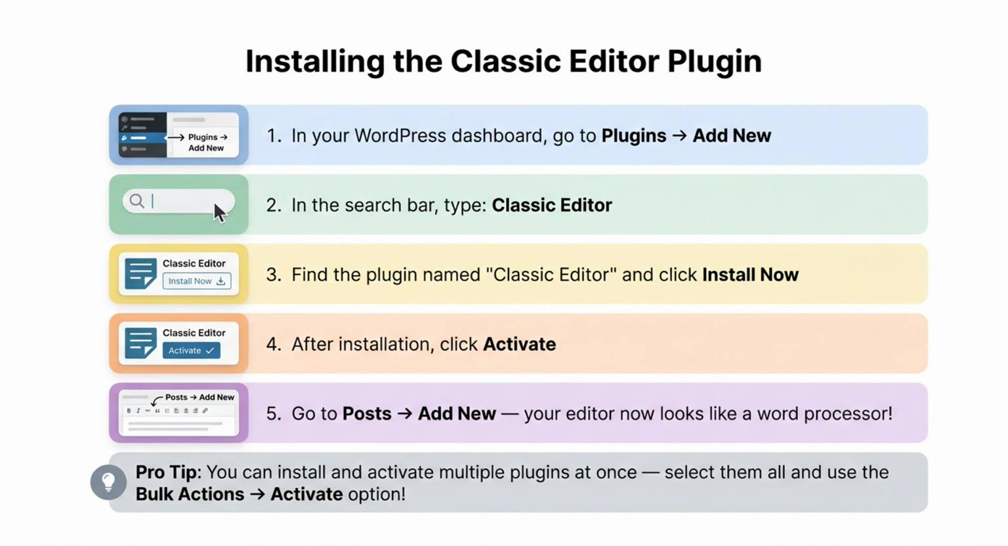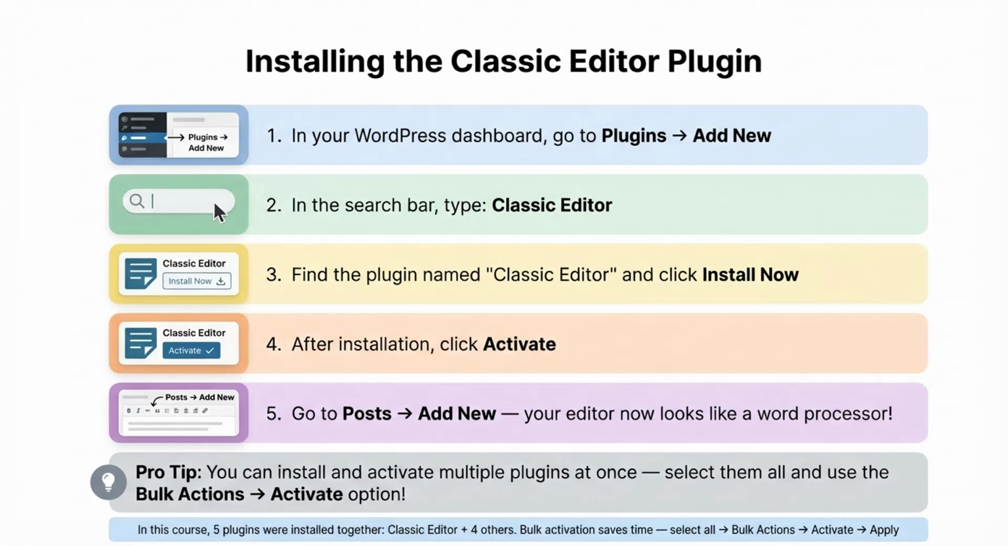And here's a time-saving tip the instructor mentions. If you have multiple plugins to activate, you can select them all using the checkboxes and use the Bulk Actions menu to activate them all at once instead of one by one. In this particular course session, the instructor had students install 5 plugins in total. Rather than activating each one individually, you can check the box next to each plugin, go to the Bulk Actions dropdown at the top of the list, select Activate, and apply it. All 5 become active simultaneously. This is a small but useful workflow habit to develop.